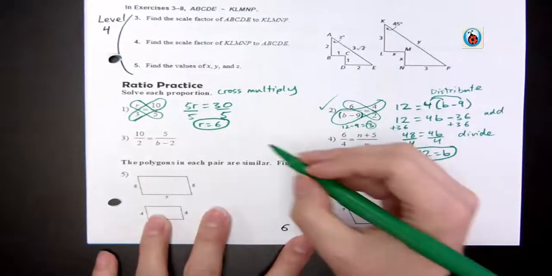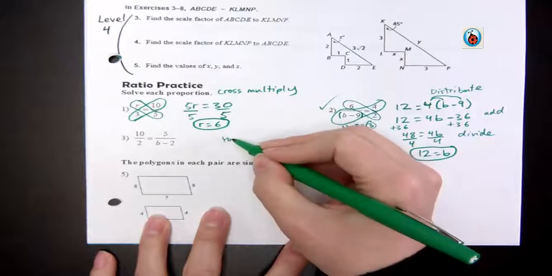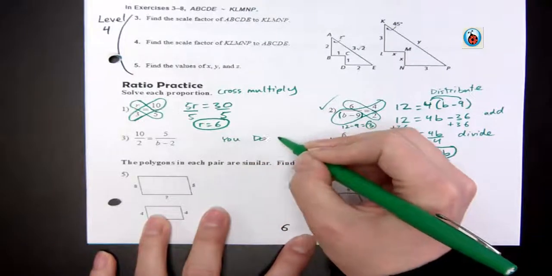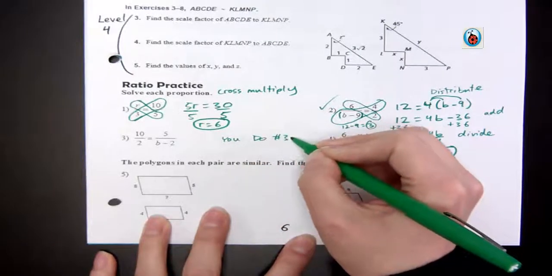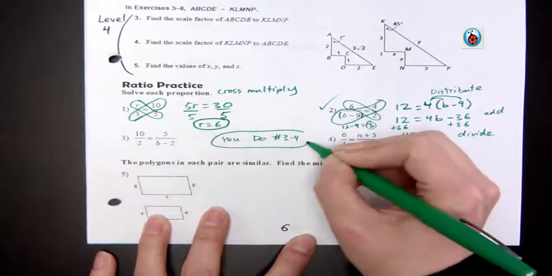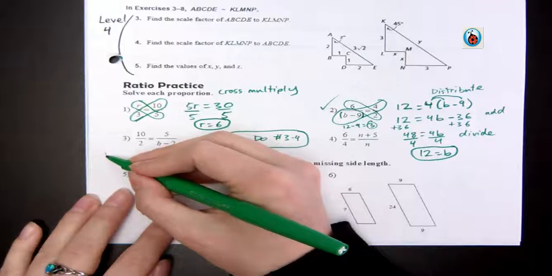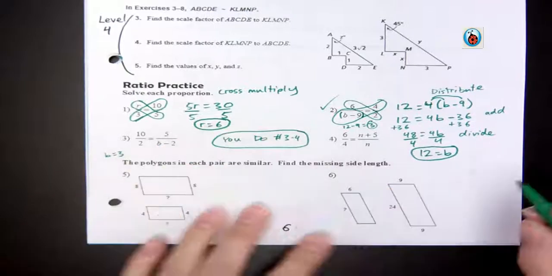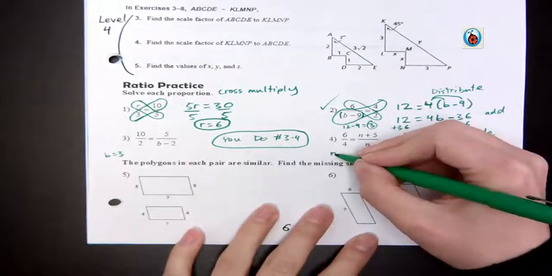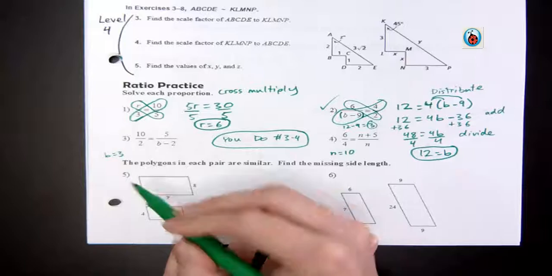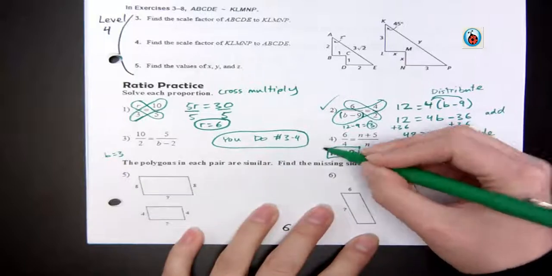Okay, so now you do number 3 and 4. See if you can do those. Your final answers should come out to b equals 3 and n equals 10. So see if you can get those answers on your own.